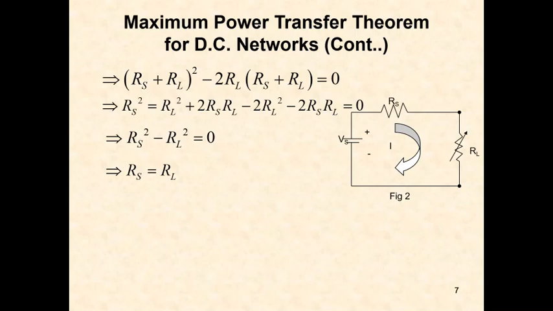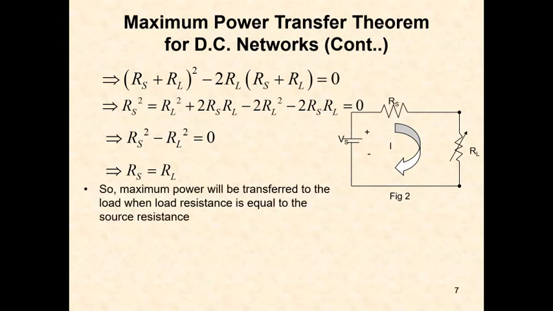In this way, we can prove that maximum power can be transferred only when the load resistance is equal to the circuit resistance. When the load resistance is less than Rs, the maximum power is not transferred. When the load resistance is greater than Rs also, the maximum power is not transferred. Only when both are equal will the maximum power be transferred to the load. That is the condition. So maximum power will be transferred to the load when load resistance is equal to the source resistance. Hence, the maximum power transfer theorem is proved.